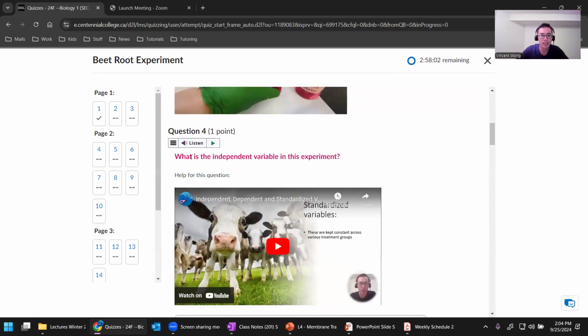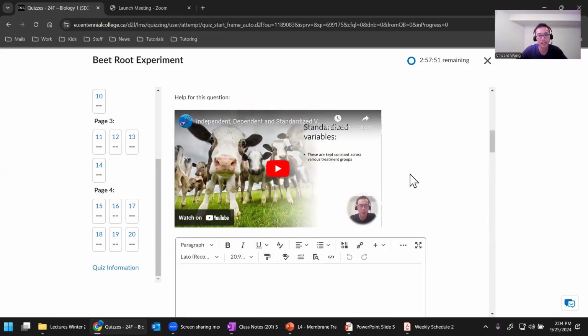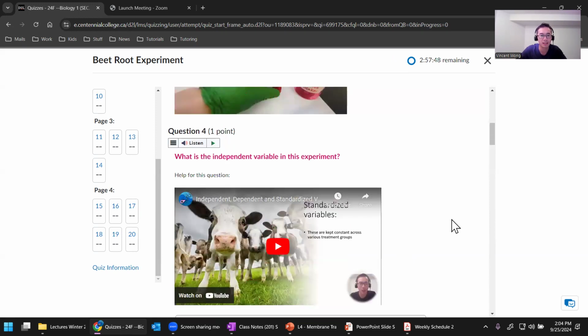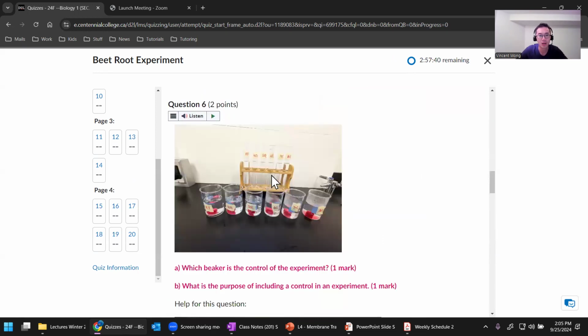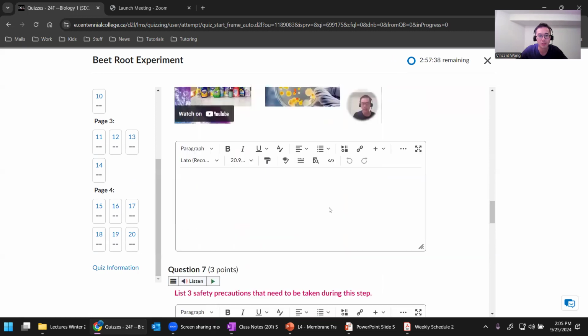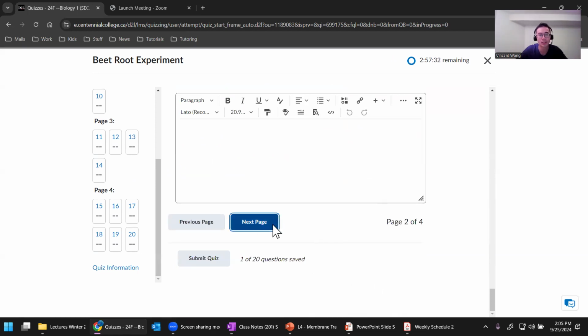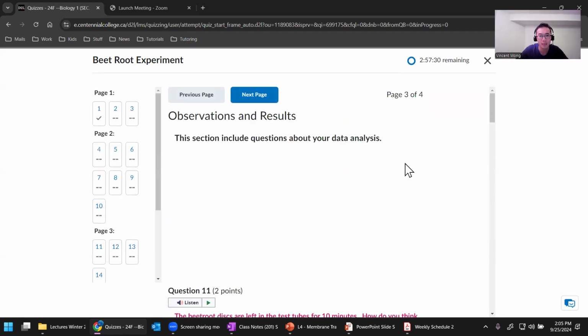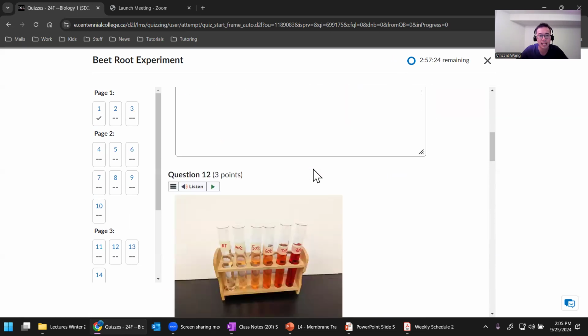And then there's question 4. What is the independent variable in this experiment? How many questions? 20. You can see right here, 20 questions. If you know it, you can answer it. But if you forgot what independent variables are, standard variables and whatnot, there is a help video. So watch it. It will help you. And then moving on, there are more help videos, and so on and so forth. So it's all about watching the video, and answering the questions is not difficult. The only thing that might be a little bit difficult for some of you is this section where you're going to be analyzing the results.